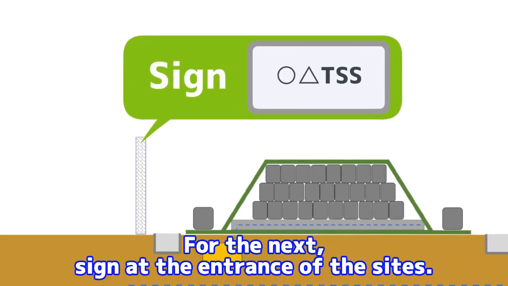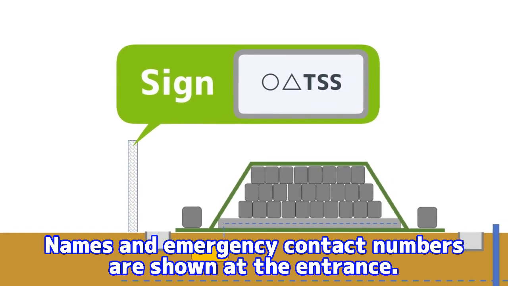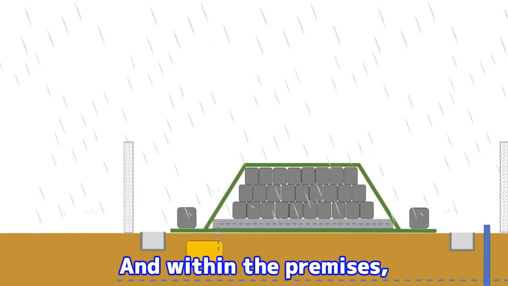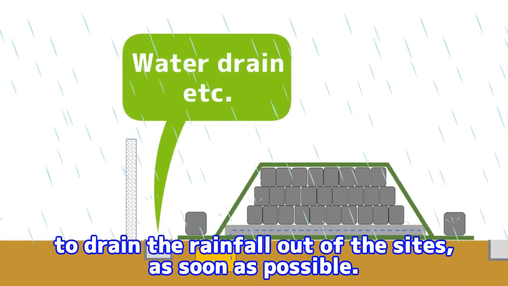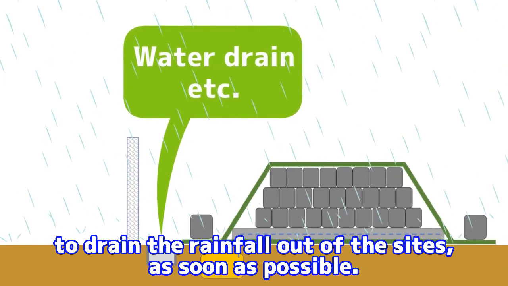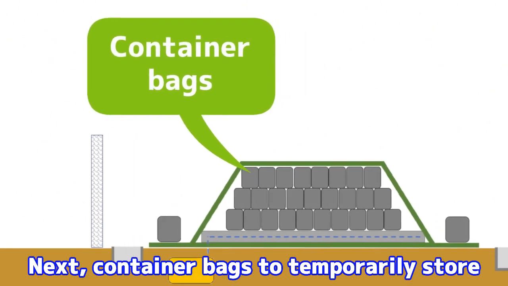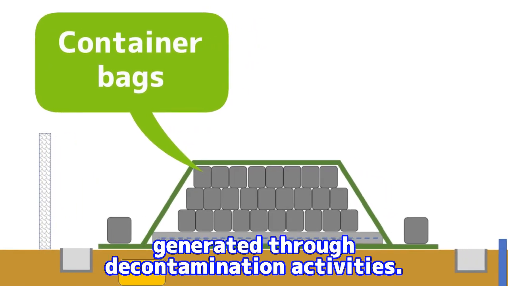Next, the sign at the entrance of the sites. Names and emergency contact numbers are shown at the entrance. And within the premises, water drains are equipped to drain the rainfall out of the sites as soon as possible. Next, container bags to temporarily store the removed soil and waste generated through decontamination activities.